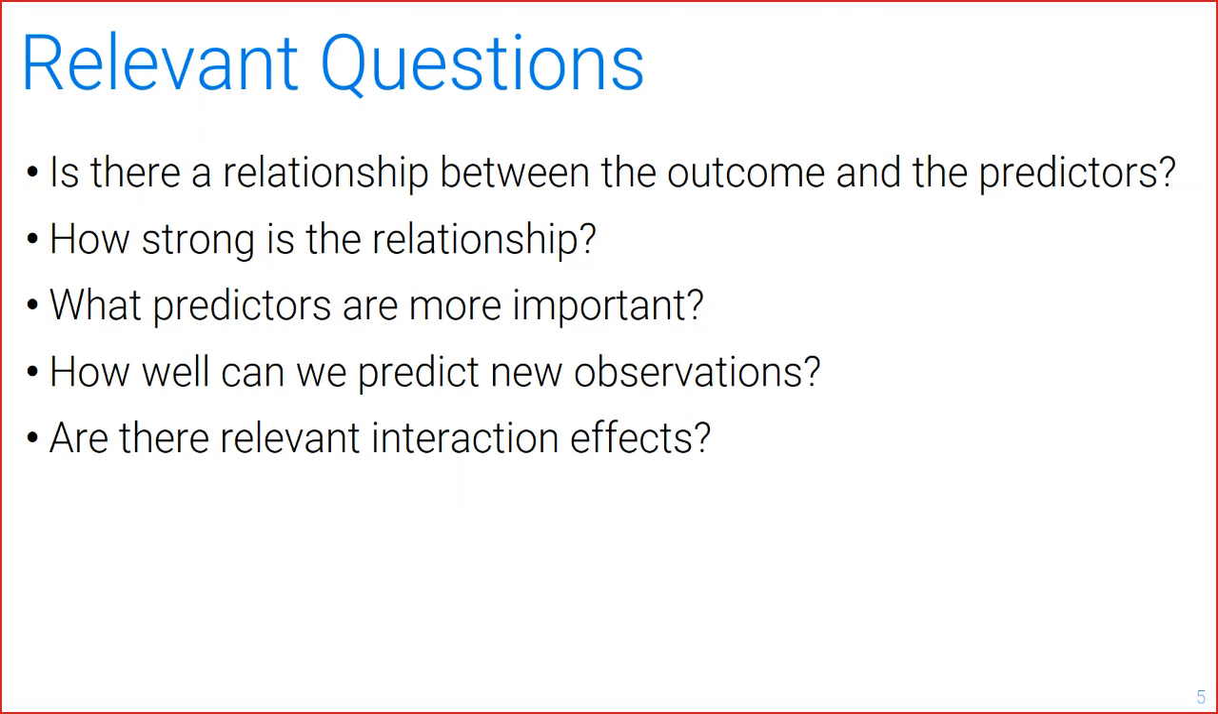So what kind of questions can we ask with a linear model? Well, we can ask, for example, is there a relationship between the outcome and the predictors, between the y and the x's? How strong is the relationship? What predictors are more important in modeling or in understanding, in predicting the outcome? Which are the x's that seem to be the most important? And how well can we predict new observations? So if we model linearly all the predictors, how well can we predict the outcome? Are there relevant interaction effects? So is the effect of one x dependent on the value of some other x2, or is it independent?